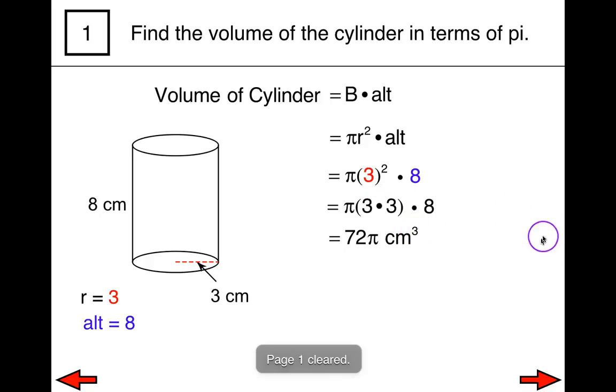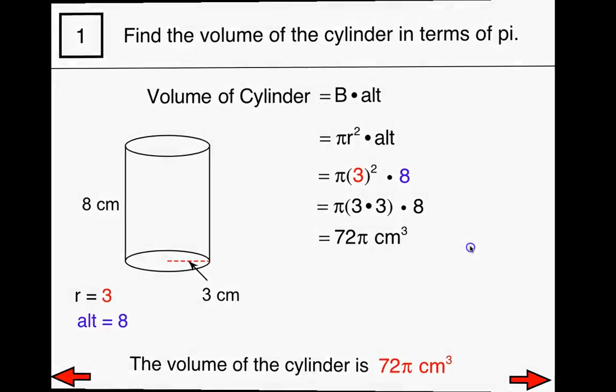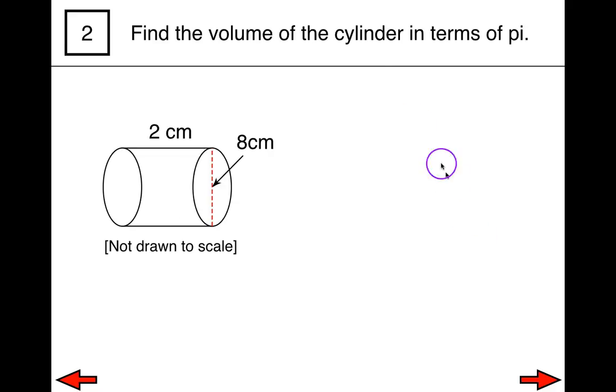So, let's clear everything, continue on. So here I would say the volume of the cylinder is 72 pi centimeters cubed. Okay, so now let's take a look at another example. Again, we're going to find the volume of the cylinder in terms of pi.